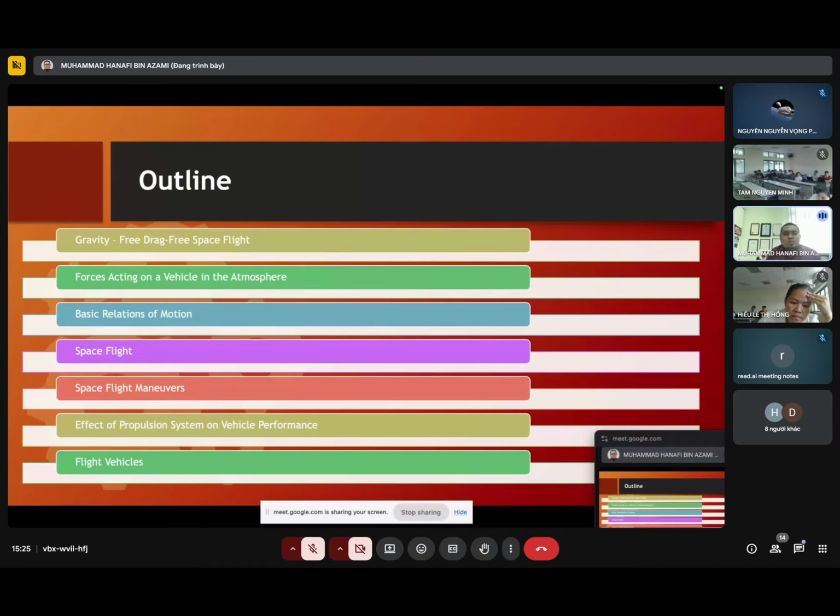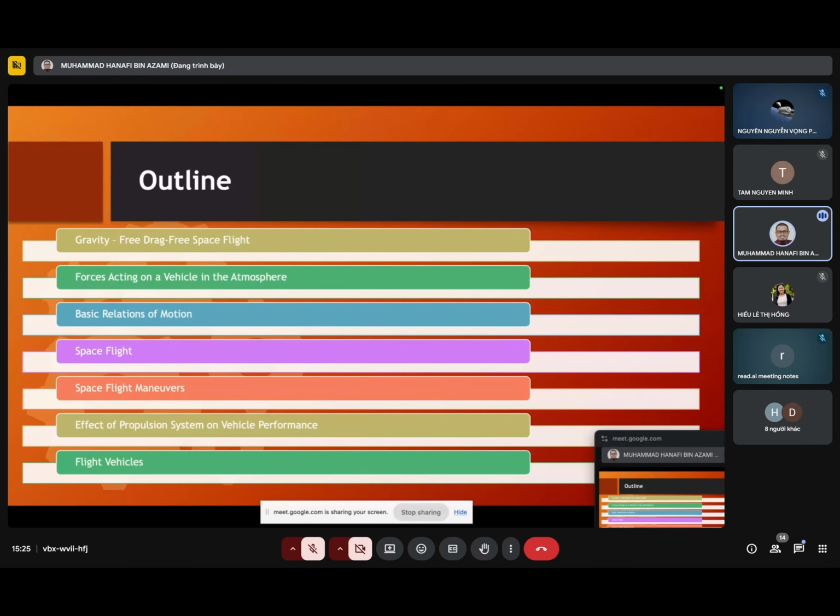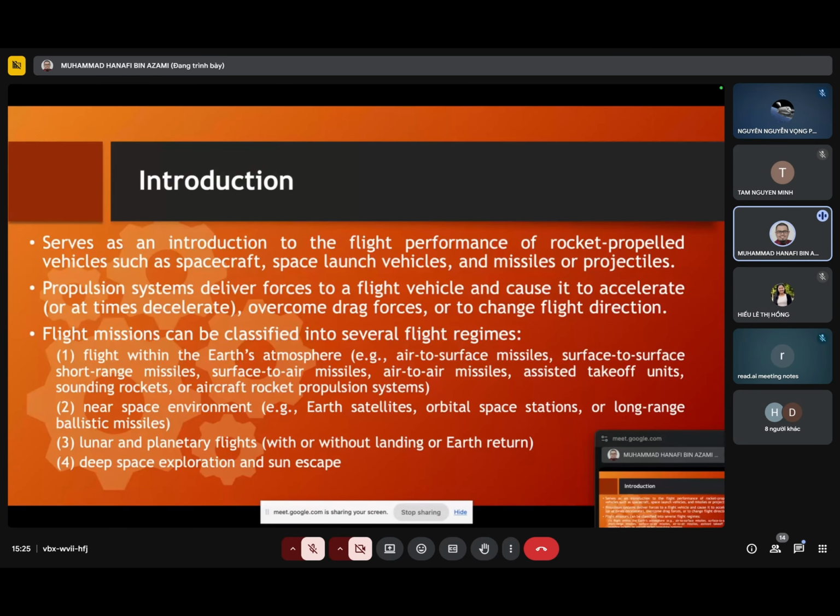And then the last one, of course, the flight vehicles. You can stop me if you don't understand, or maybe I talk too fast, but bear with me. All right. This chapter is to introduce the flight performance of rocket-propelled vehicles, such as spacecraft, space launch vehicles, missiles, or projectiles.